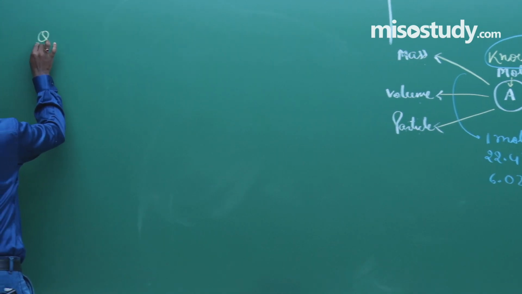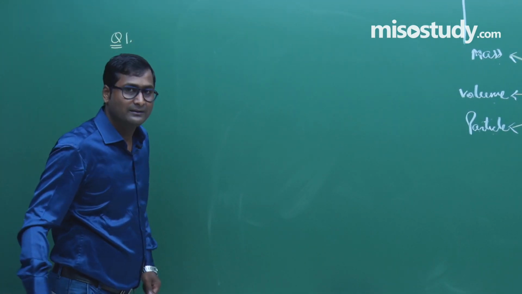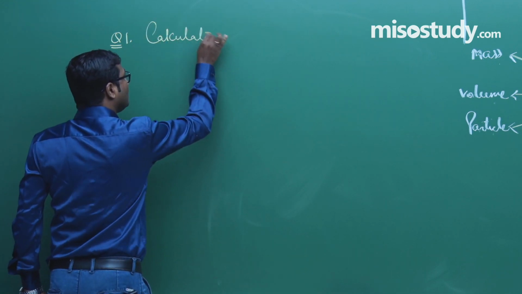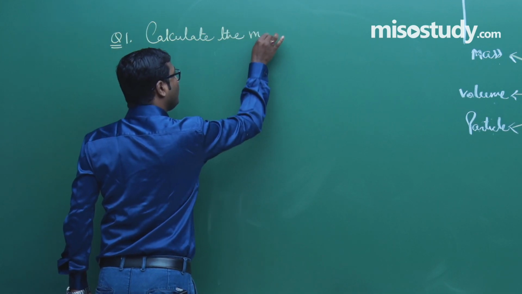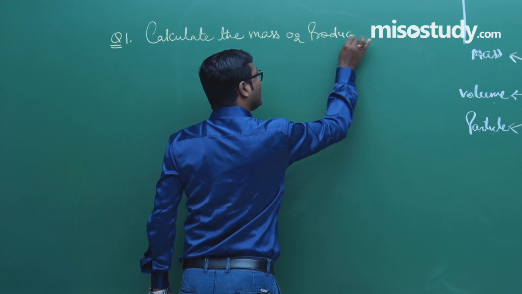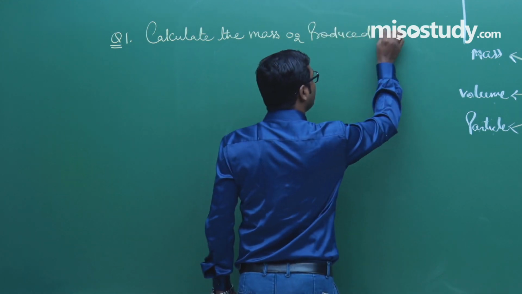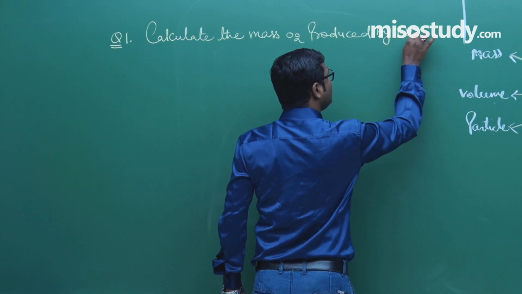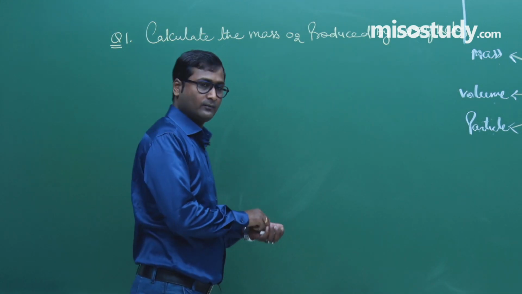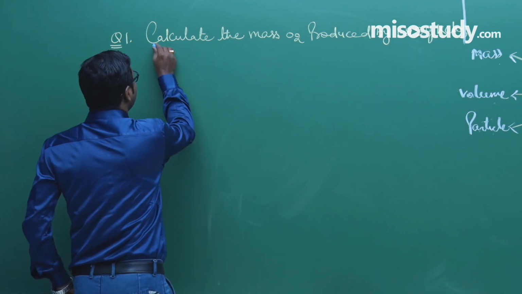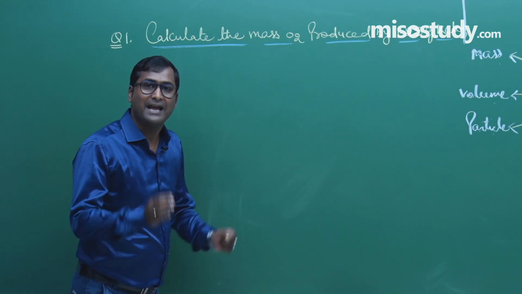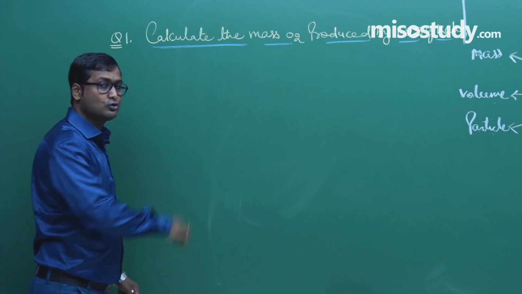My first question, I am starting with a simple question, that is, calculate the mass of O2 produced by 1.23 gram of KClO3. This is the question. Again I am repeating, the question is: calculate the mass of O2 produced by 1.23 gram of KClO3. Now how to solve this question?